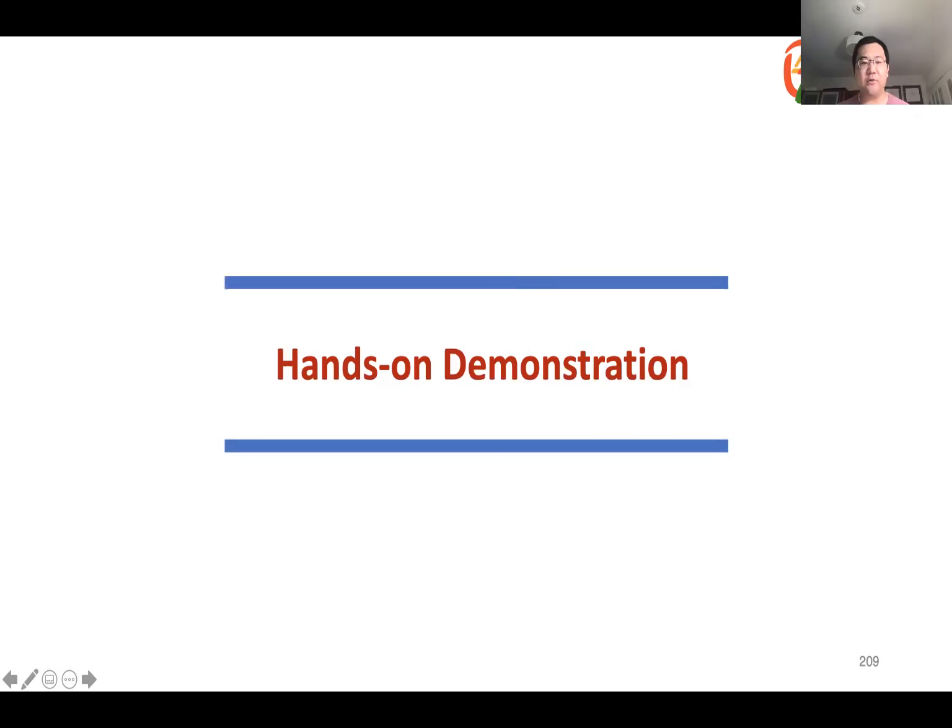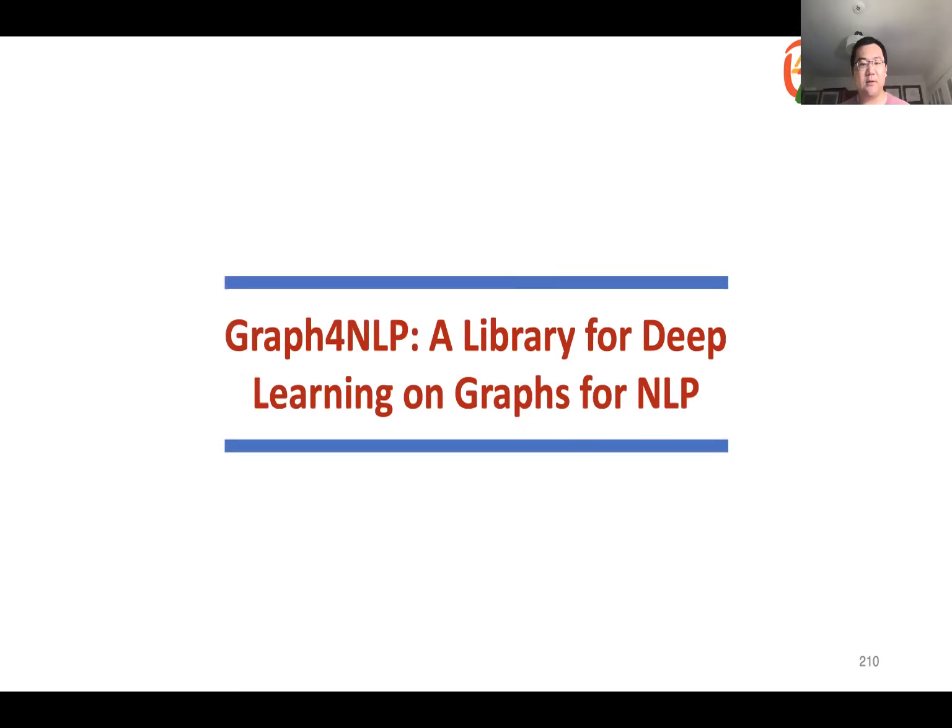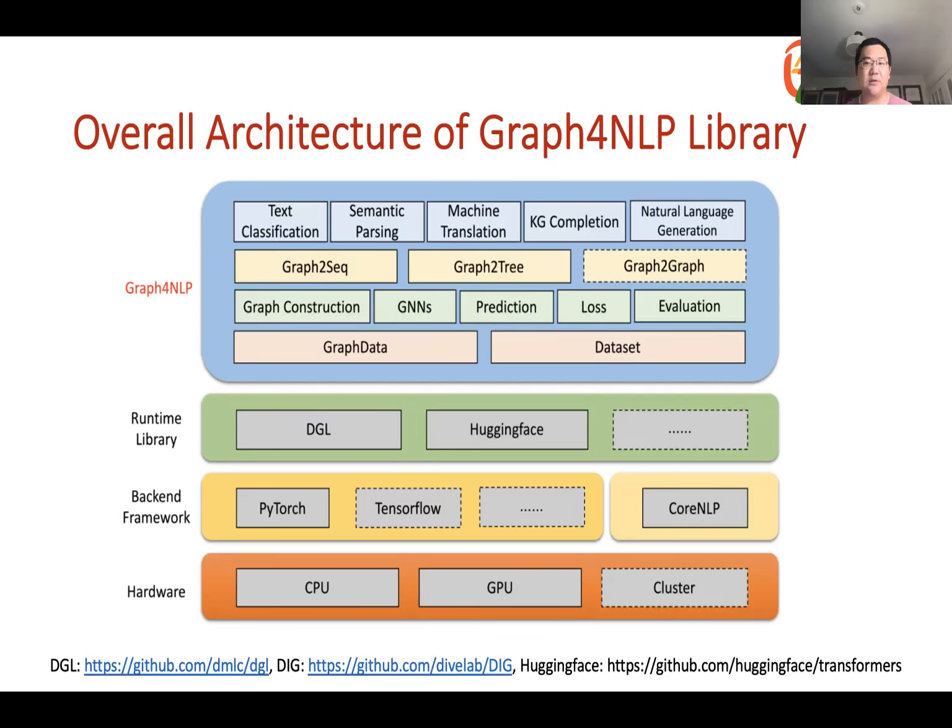Now we are ready to go into our hands-on demonstration part. So we will first introduce our Graph4NLP library. This is the first library for easy use of graph neural networks for NLP. This is the overall architecture for our Graph4NLP library. As you can see here, we have 4 different parts.